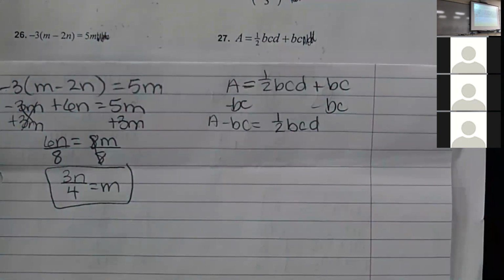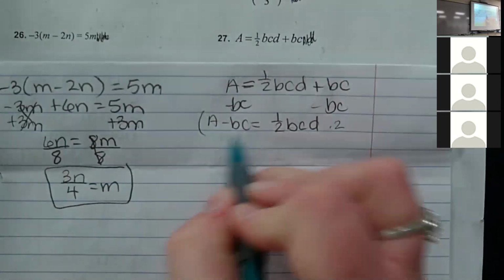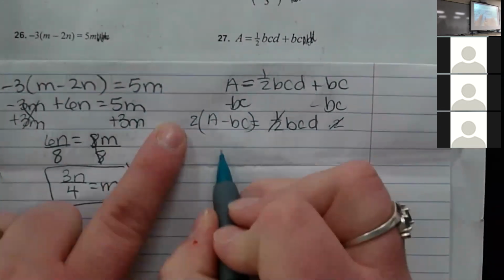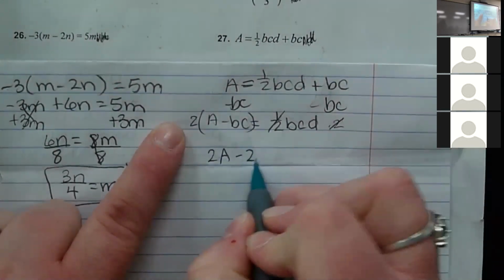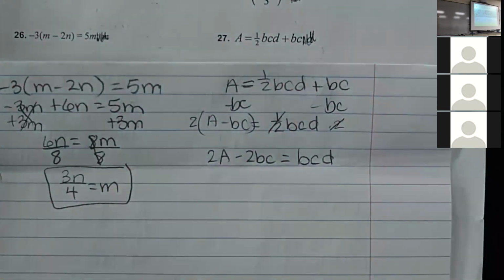Well, I could divide by a half, right? But then that's going to be like a fraction over a fraction. So what's the opposite of dividing by 2? Multiplying by 2. So let's get rid of that first. We're going to times it by 2. And if I times this side, I have to times both of those things by 2. So that's going to get rid of my half. So I'm going to be left with 2a minus 2bc equals bcd, right? So I just distributed that 2 through right away, okay? I kind of did it in one step.